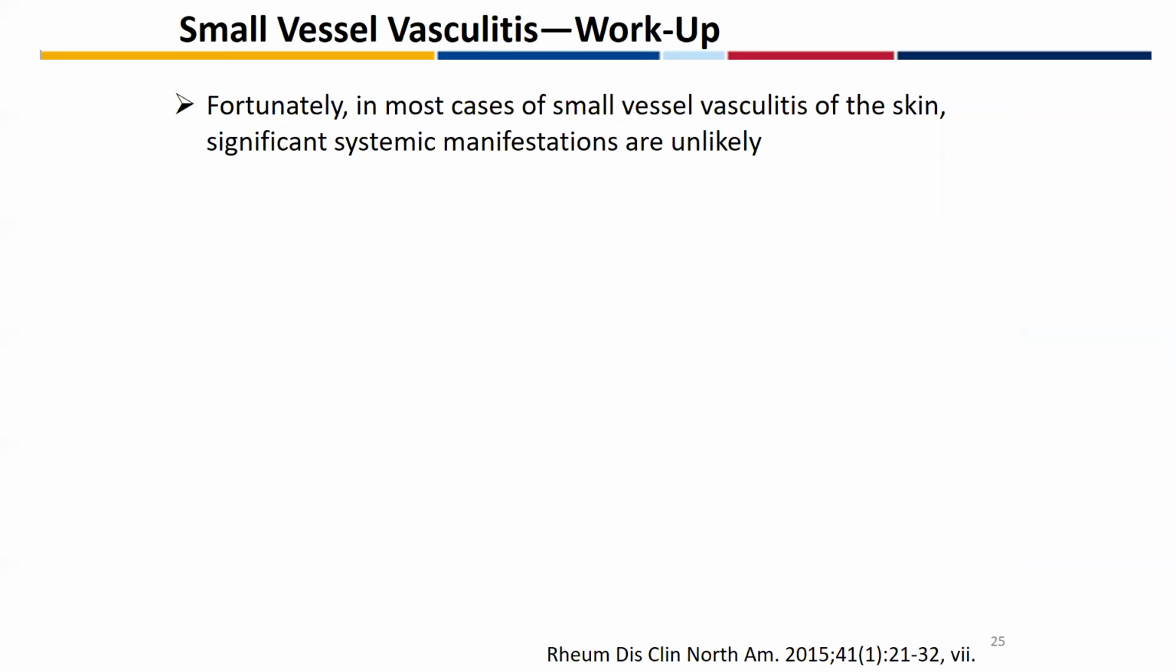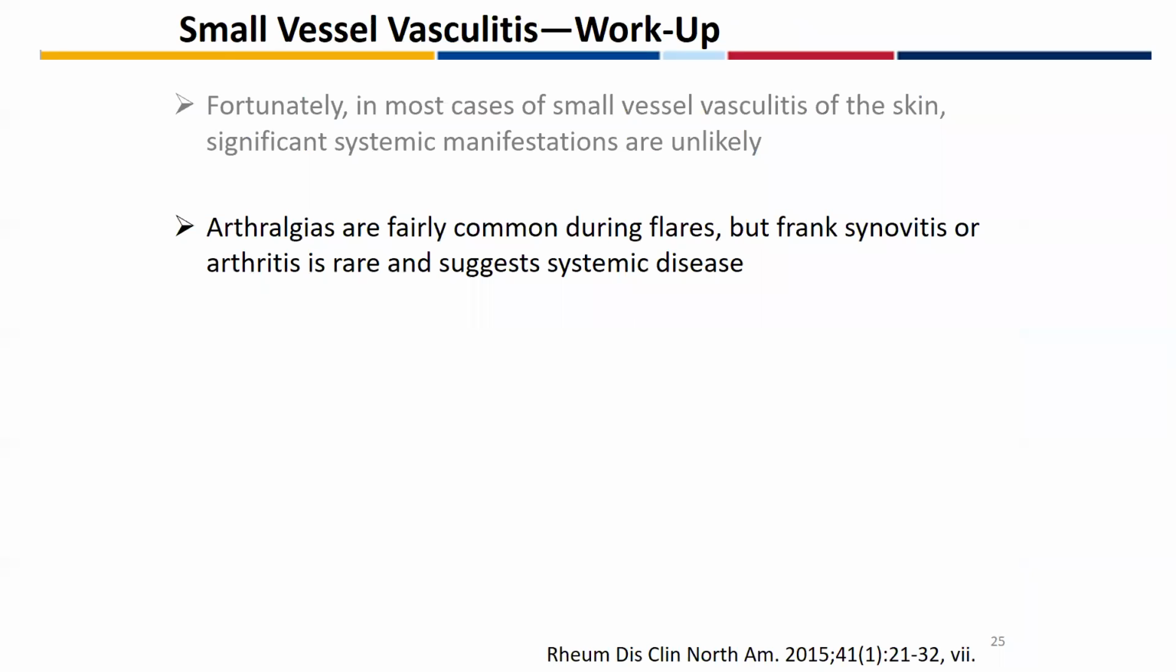Fortunately, in most cases of small vessel vasculitis of the skin, the typical palpable purpura presentation that we might encounter, significant systemic manifestations are unlikely. Arthralgias are fairly common. Having puffy, uncomfortable ankles when there's lots of palpable purpura in the vicinity certainly is quite common. But frank synovitis or arthritis in areas remote to where there's skin vasculitis is rare and suggests the presence of systemic disease.